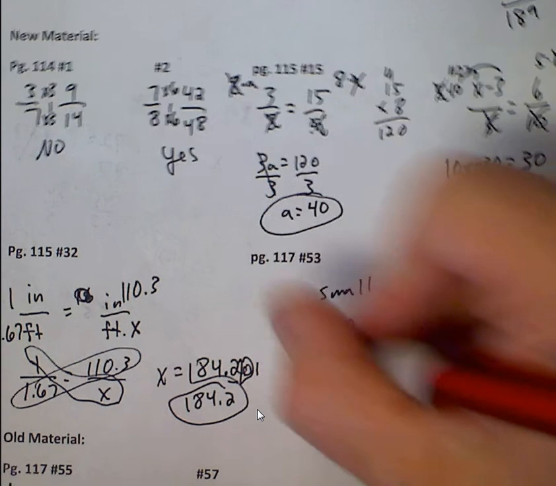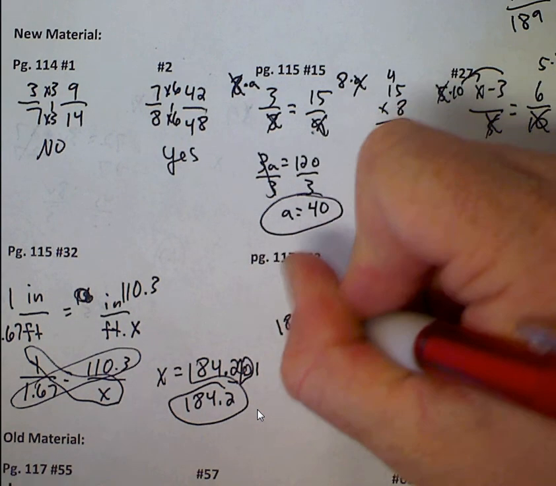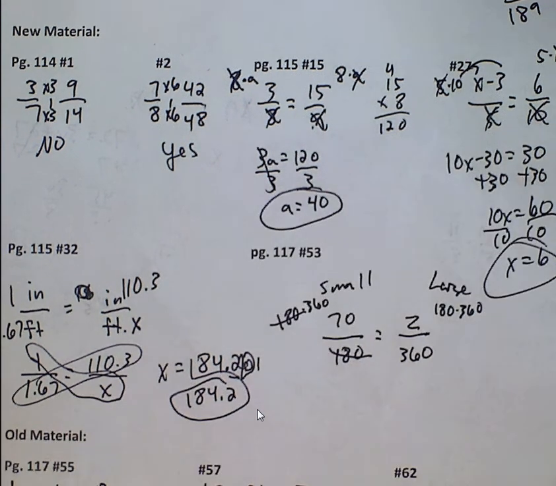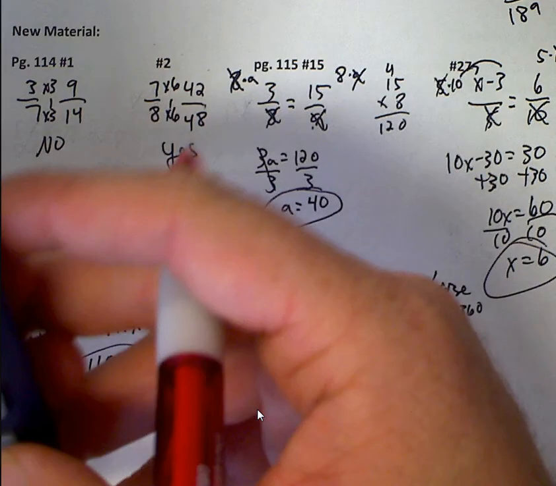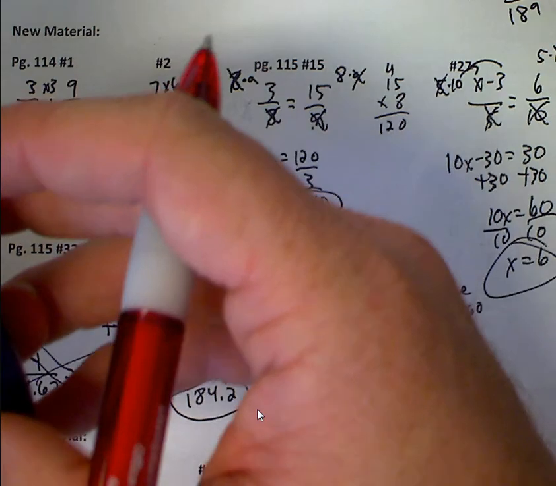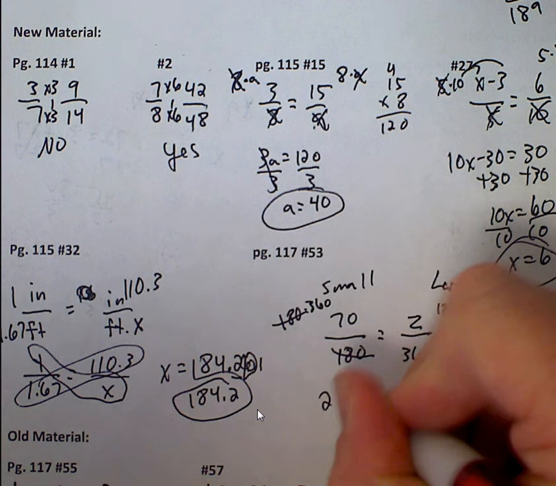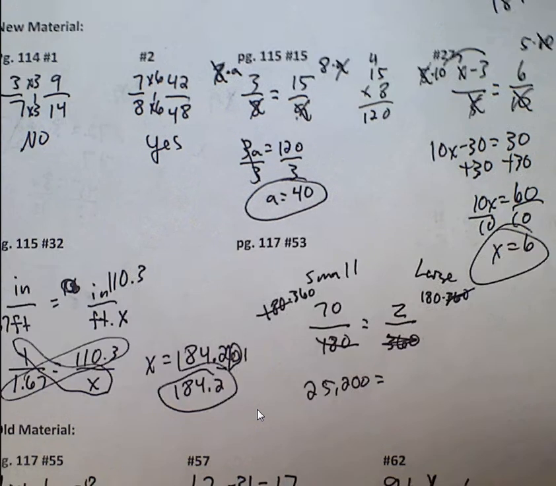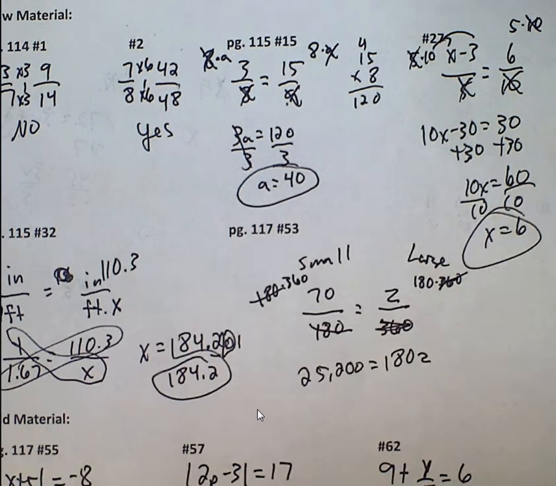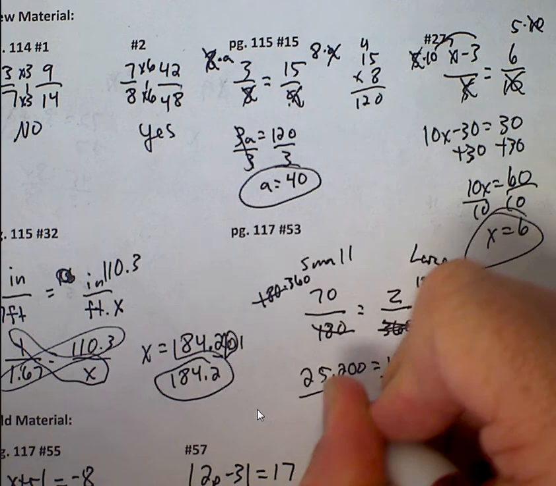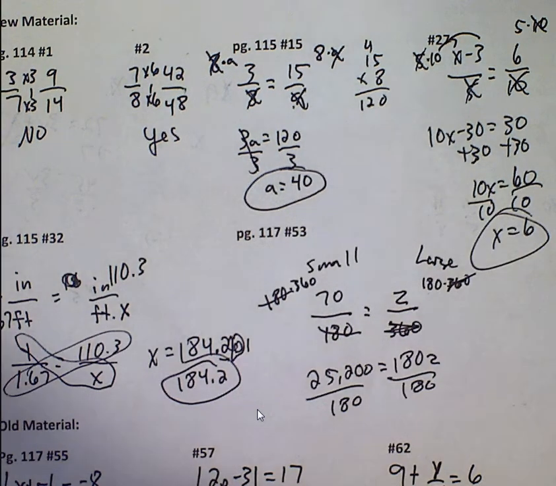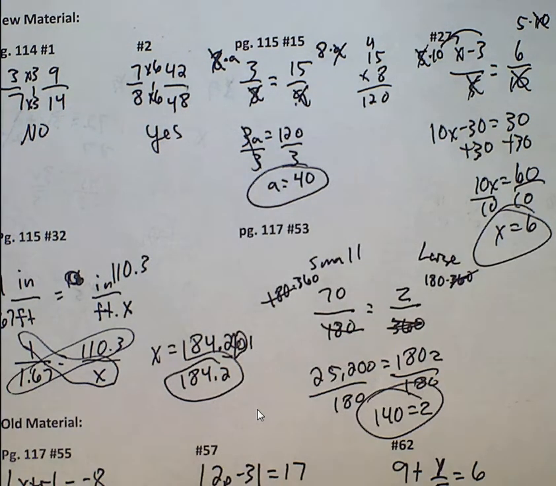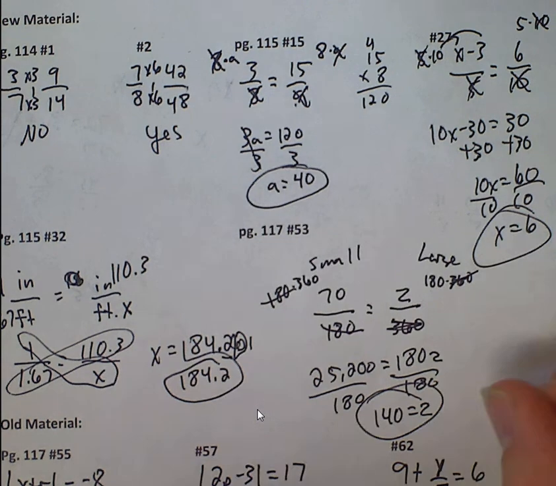So, multiply both by 180 and 360. My 180 goes away. I'm going to go ahead and use a calculator. 360 times 70 gives me 25,200. And then my 360 goes away on this side. So I'm left with 180z. I'm going to go ahead and divide by 180, and I get 140. So z has to be 140, which is letter G.